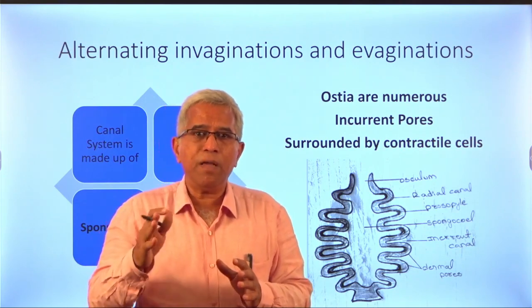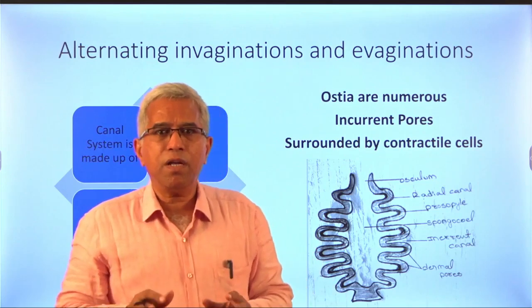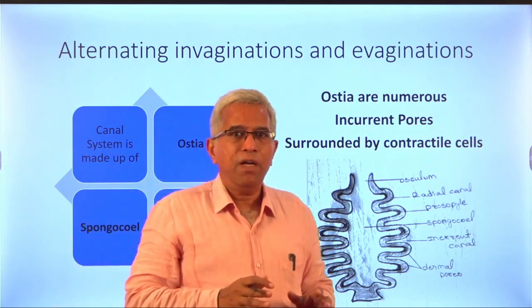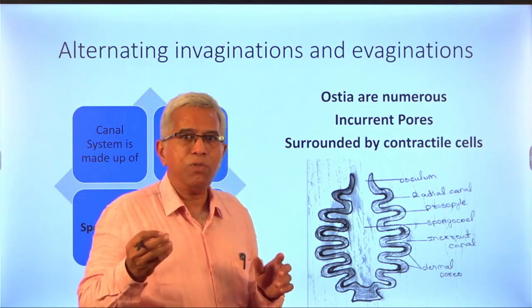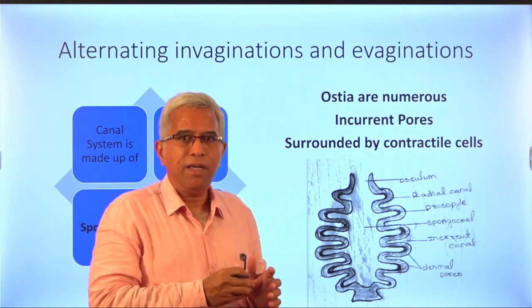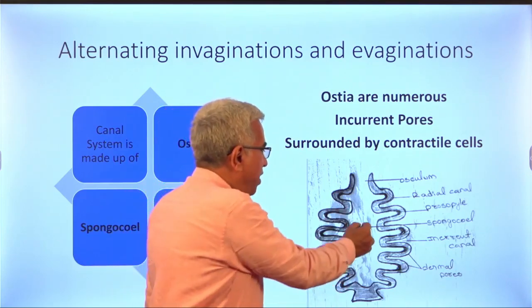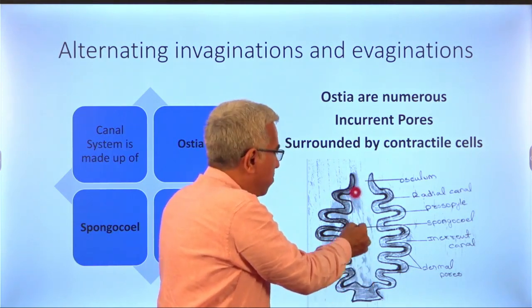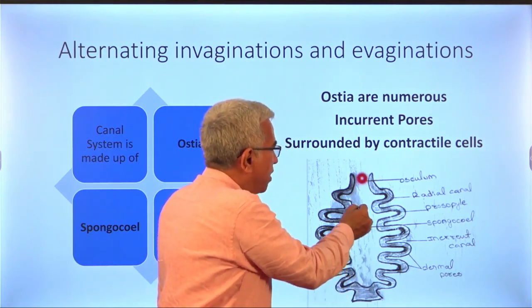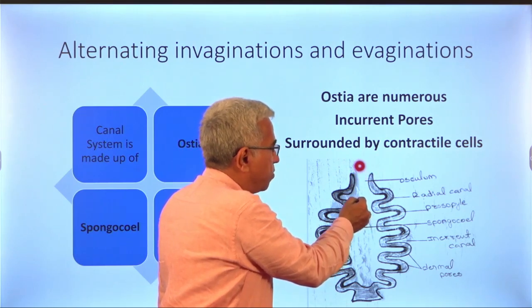Whatever may be the type of the canal system, there are certain typical structures that are associated with it. One is ostia. Ostia are nothing but the pores through which water enters. Another one is the spongocoel. This is the cavity that is found inside the body of a sponge. And another one is the osculum. This is another pore through which the water goes out.